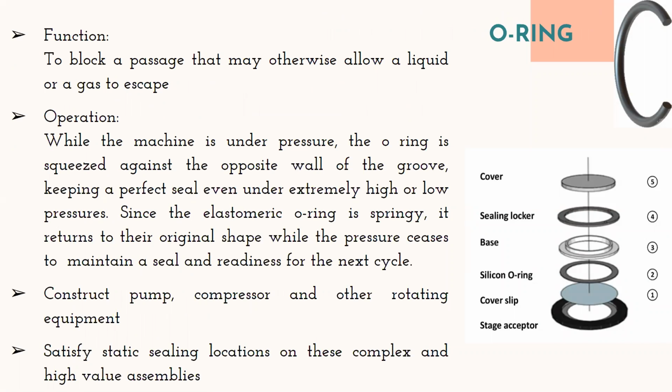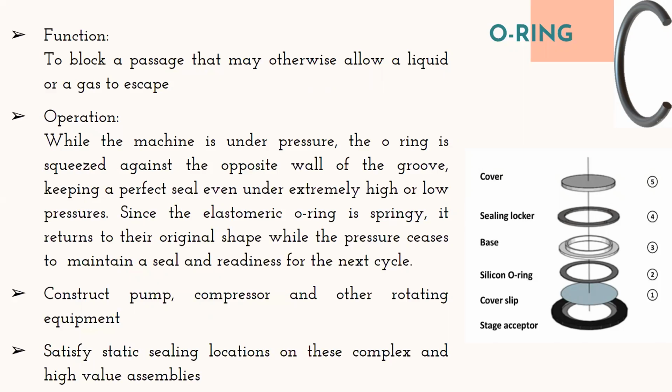Okay, then it is the O-ring. The function of the O-ring is to block a passage that may otherwise allow a liquid or a gas to escape. In operation, while the machine is under pressure, the O-ring is squeezed against the opposite wall of the groove, keeping a perfect seal even under extremely high or low pressures. Since the elastomeric O-ring is springy, it returns to its original shape when the pressure is released, to maintain a seal and readiness for the next cycle.